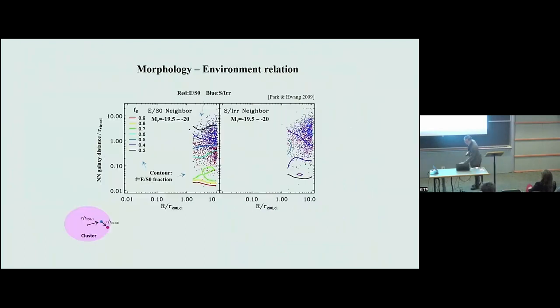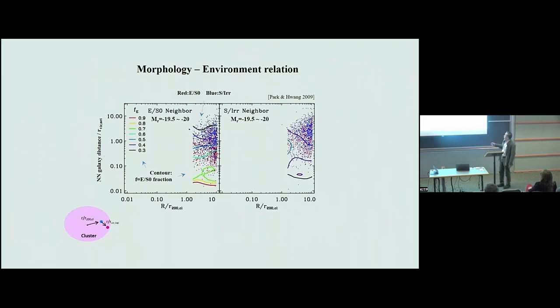Another way to show this is this two-dimensional environment plot. Here I'm using two environmental parameters for galaxies in galaxy clusters. One is the distance from the center of the cluster, the cluster-centric distance. The other is the environment provided by the nearest neighbor of cluster galaxies, and that has two parameters. One is the morphological type of the nearest neighbor. The other is the distance to the nearest neighbor galaxy.